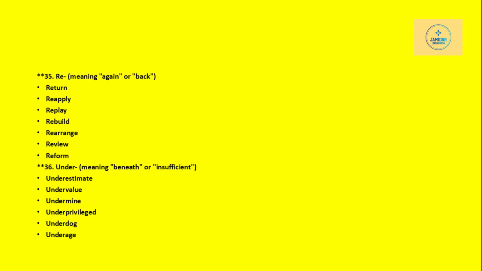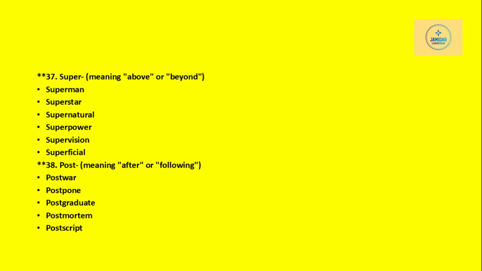Under means beneath or insufficient, seen in undervalue and undermine. The prefix super means above or beyond, found in Superman and Superstar. Post means after or following, as in post-war and postpone.